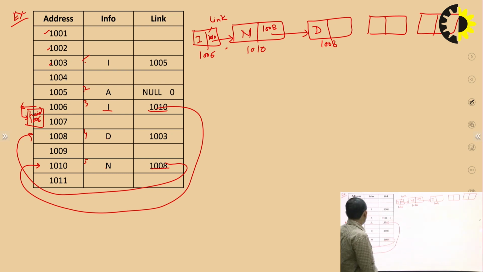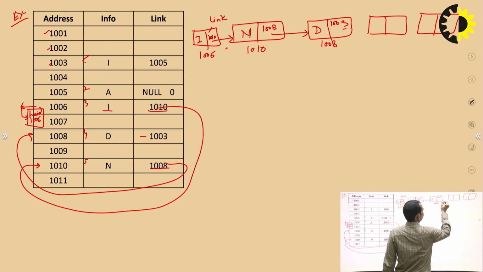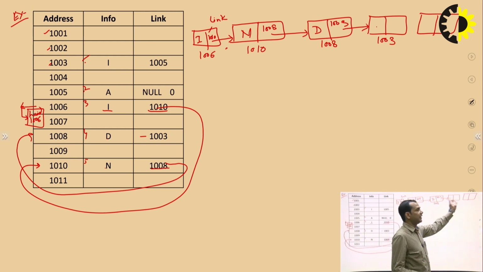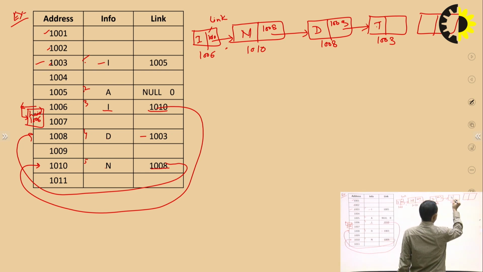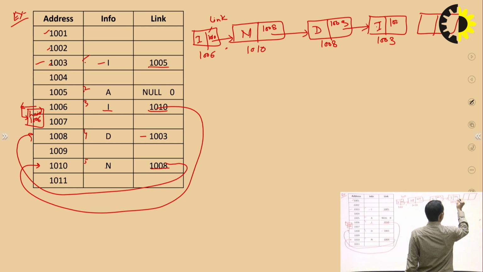Okay, next, what is the address in the link part? That contains 1003. So we store 1003 here, which contains the address of the next node, meaning the address of the next node is 1003. Now we store the info value of 1003. So what is 1003? Again it will be I. And what is the address? Its address is 1005, which means the link part value is 1005, containing the address of the next node.